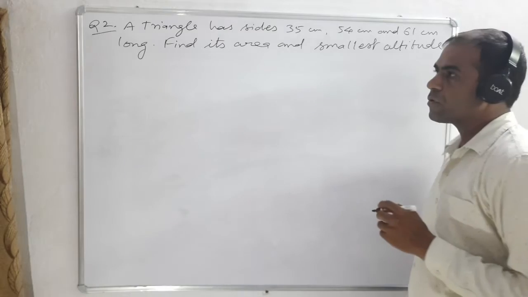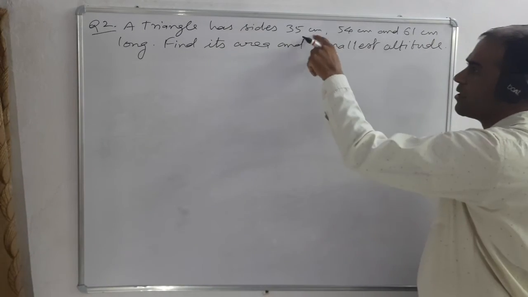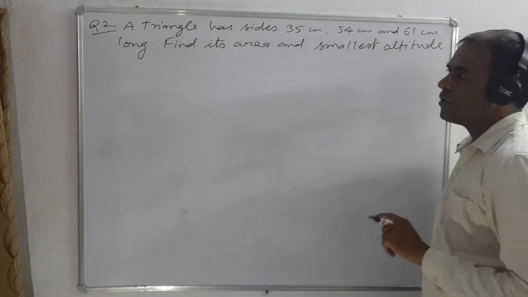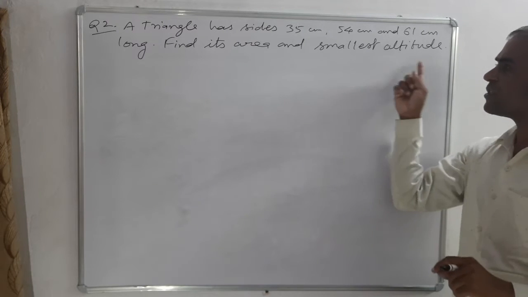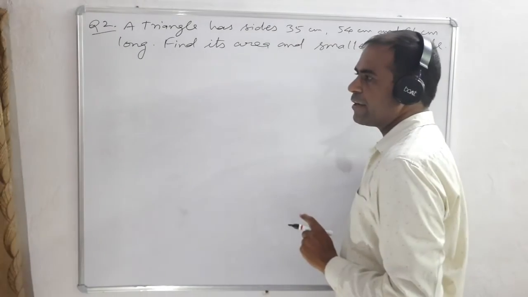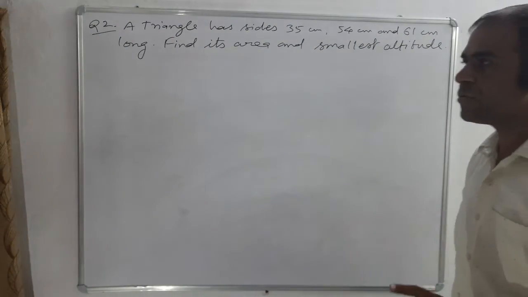Then move to question number 2. A triangle has sides 35 centimeter, 54 centimeter and 61 centimeter long. Find its area and smallest altitude. So first of all, find the area of the triangle using Heron's formula, and again find the altitude of this triangle.